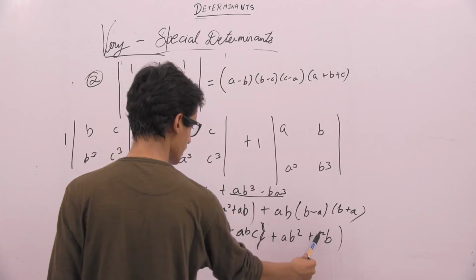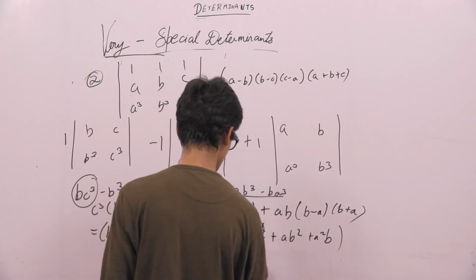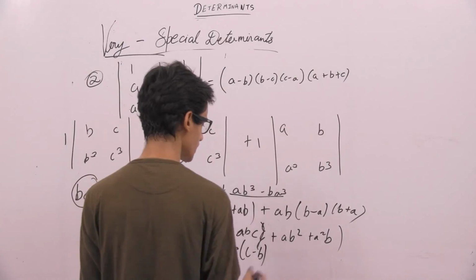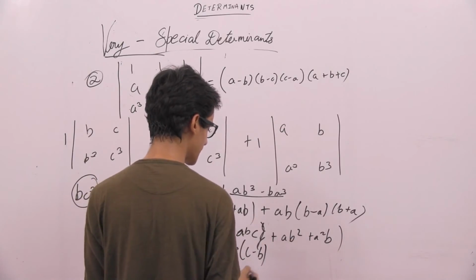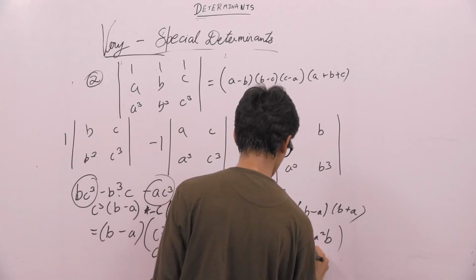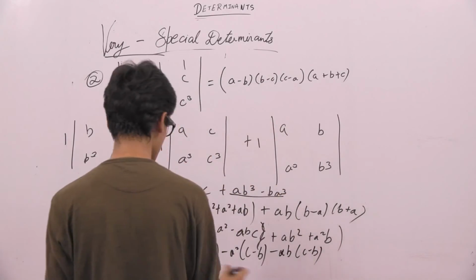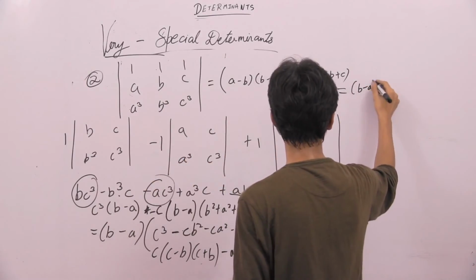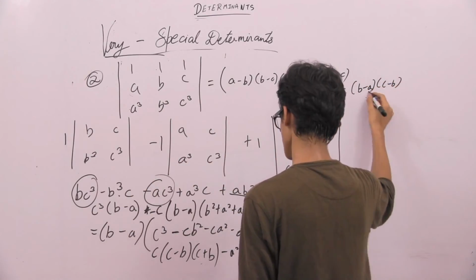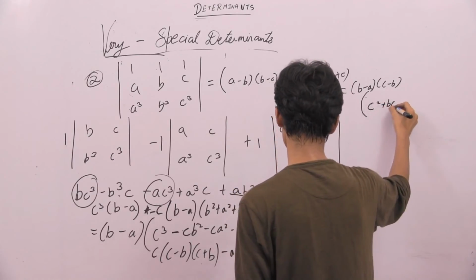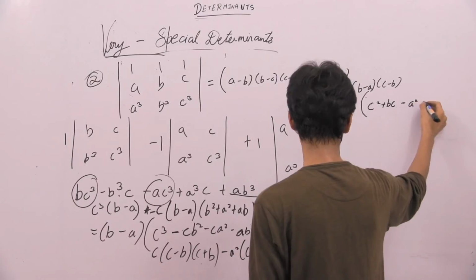Take minus a square common from these two terms. We get c minus b. Now take plus minus ab common from these two terms. We get c minus b. So taking c minus b out, what do we get? We get b minus a, c minus b. Inside we get c square plus bc minus a square minus ab.